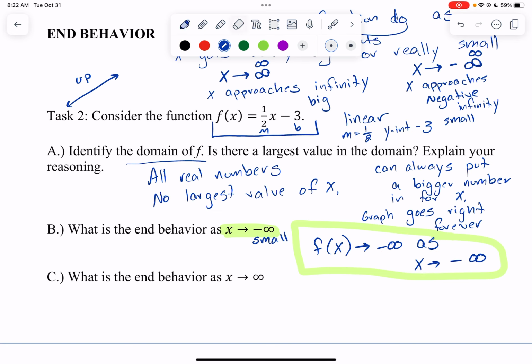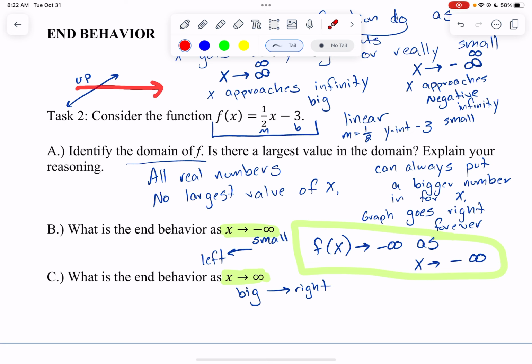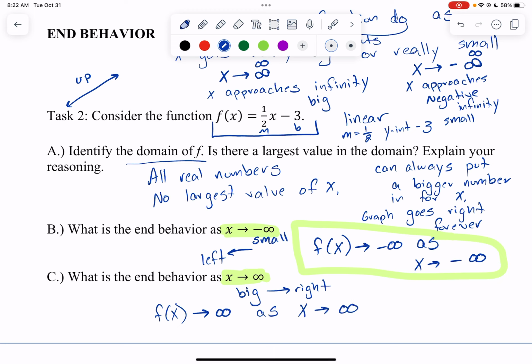What about the end behavior now as we go to positive infinity? That's getting really big, so here we're going to the right. Here, small, we were going to the left. On this function, as we're going to the right, my function's going up. Positive numbers are up. F of x goes to infinity as x goes to infinity. So my function goes up as x goes to the right. As my x gets bigger, my function gets bigger as well because this is an increasing function.